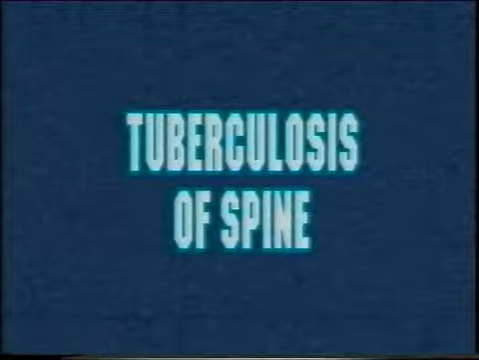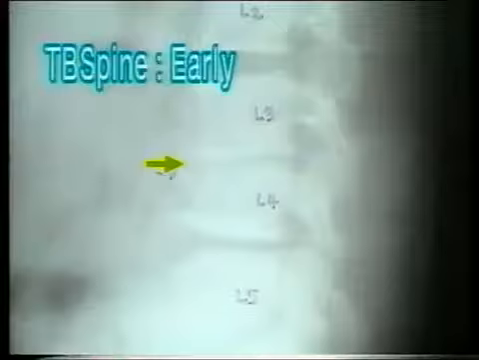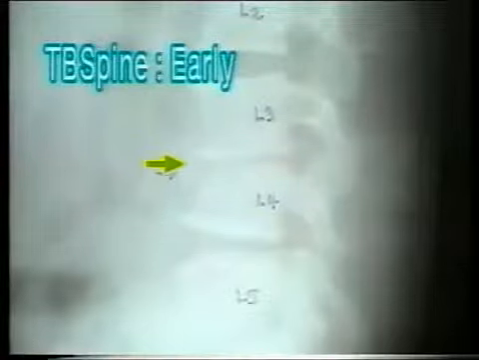Tuberculosis of spine. Tuberculosis in spine is primarily a destructive lesion, and almost always it affects two adjacent vertebrae and the intervening intervertebral disc. Here it is affecting the third and the fourth lumbar vertebrae. Note the reduction of joint space with destruction of the anterosuperior aspect of the lower vertebra. This is a typical early lesion involving anterior part of the vertebral body adjacent to the upper or lower articular surface.